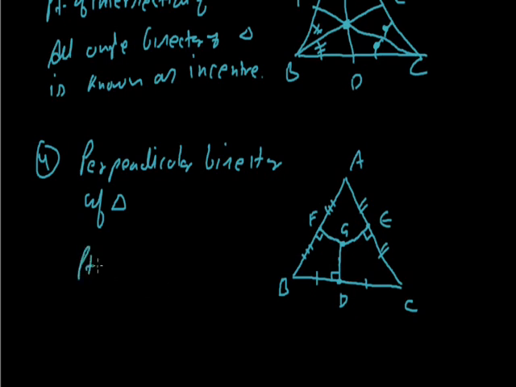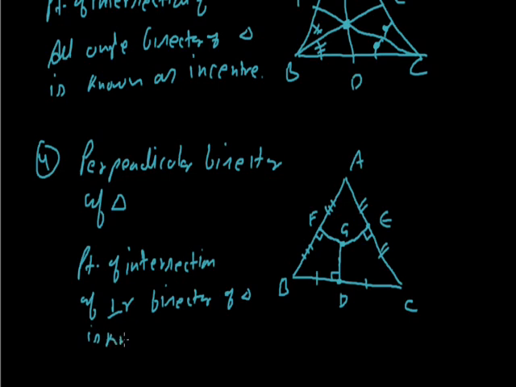The point of intersection of the perpendicular bisectors of a triangle is known as the circumcenter, where all the perpendicular bisectors meet. This point is known as the circumcenter.